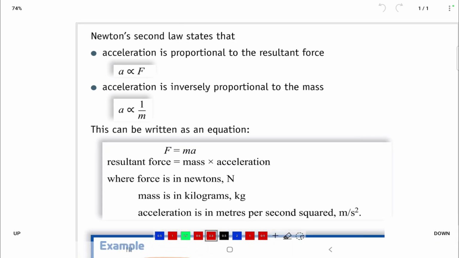Now we'll continue Newton's second law, which states that acceleration is proportional to the resultant force. That means a is proportional. So this is the symbol for proportional. A is the acceleration. F is the force. So this one, the force, and this is the acceleration.